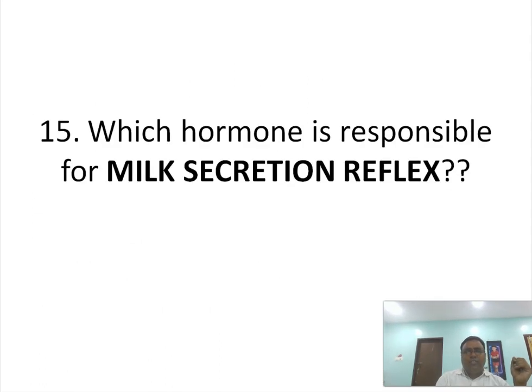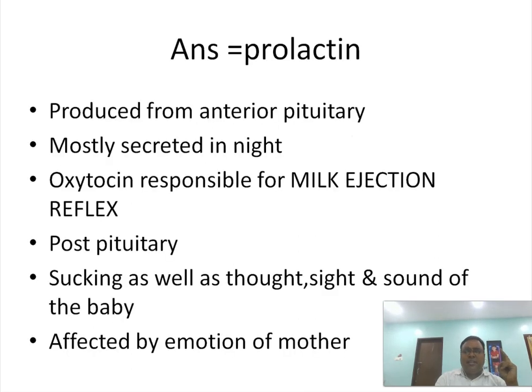Next, which hormone is responsible for the milk secretion reflex? Two terminologies are there. One is milk secretion reflex, another is milk ejection reflex. Which hormone is responsible for the milk secretion reflex? The answer is prolactin. Prolactin is produced from the anterior pituitary. It is mostly secreted at night. Oxytocin is responsible for the milk ejection reflex. The hormone responsible for the milk ejection reflex is oxytocin, secreted from the posterior pituitary.